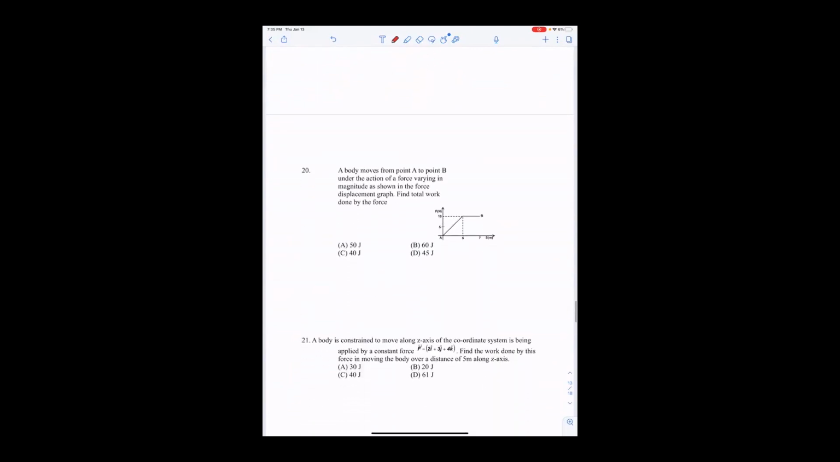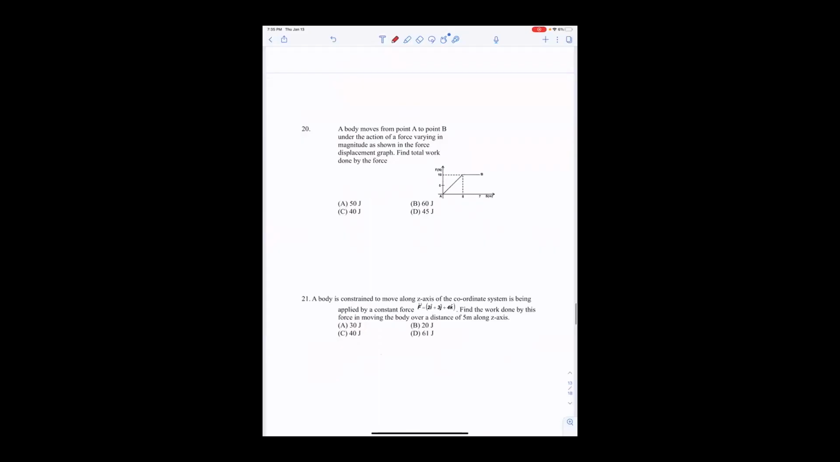A body moves from point A to point B under the action of a force varying in magnitude as shown in the figure. Find the total work done by the force. So small work done is F dot ds. This is a dot product. Now we have to integrate. So net work done is integral F dot ds, or area under the graph.